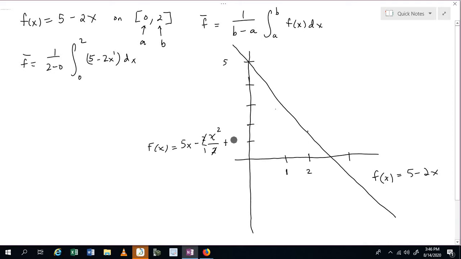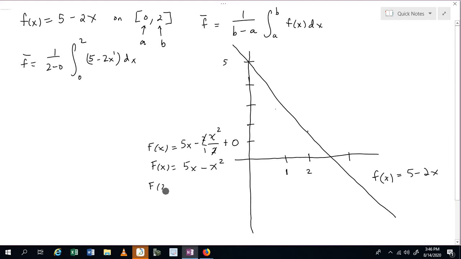So let's pick the easiest constant to work with, which would be a constant of 0. We just need one antiderivative, and any antiderivative would work. We're going to use the easiest one, and that's when this constant is 0. So we're going to work with this antiderivative, 5x minus x squared. Now all we need to do is evaluate that at the upper limit minus what we get when we evaluate it at the lower limit.